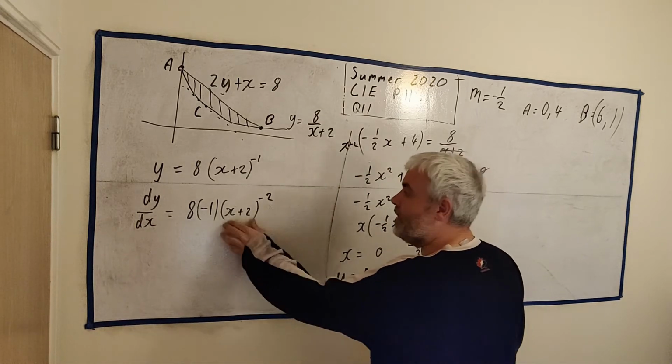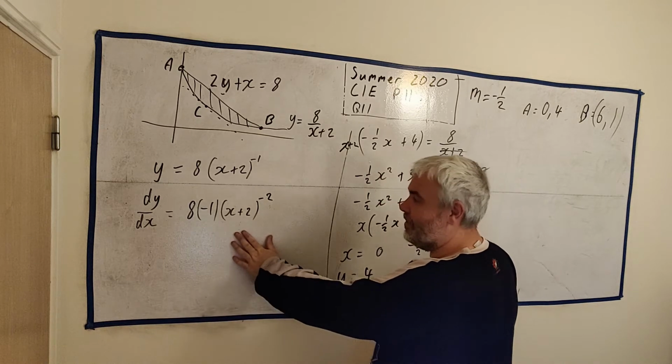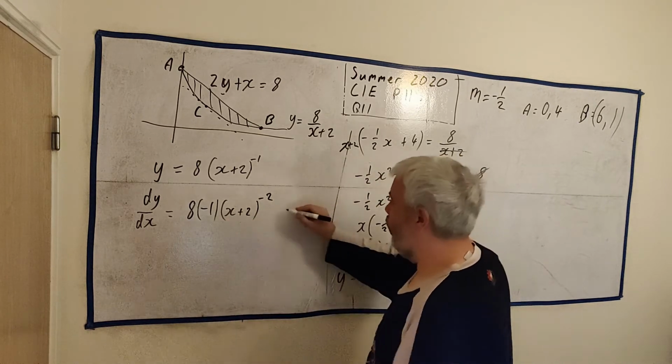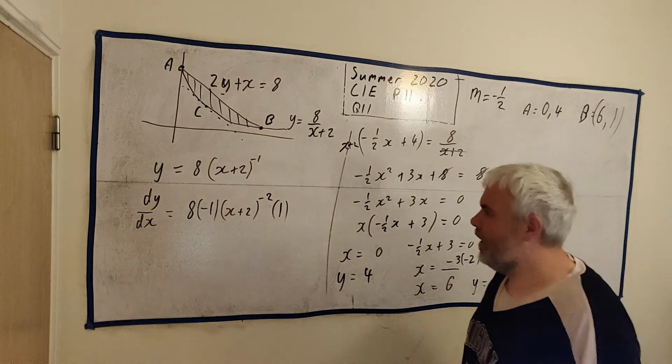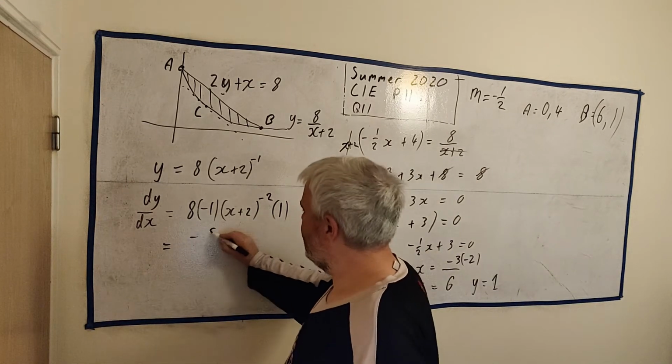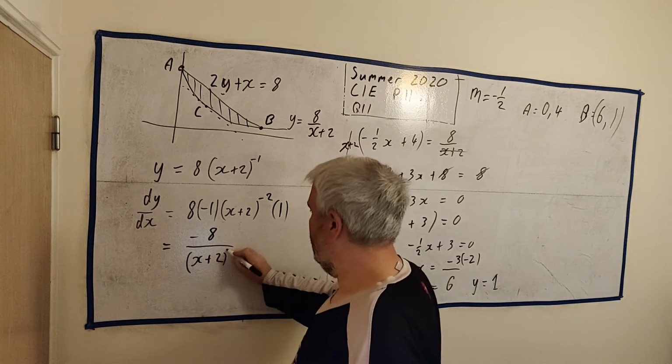And then we differentiate what we just ignored. So what was in the bracket, we now need to differentiate. The derivative of that is 1. You don't have to write that in, just to make it clear that I'm using it. So this is equal to minus 8 divided by x plus 2 squared.